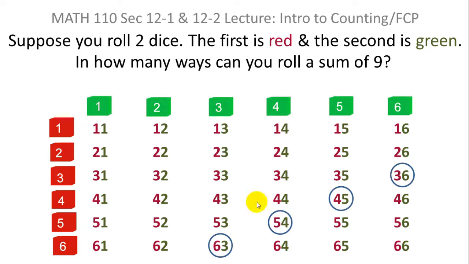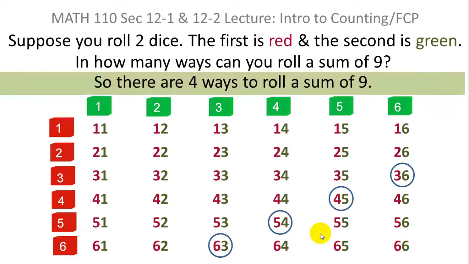It's also easy enough to see that if you move this way, your sums get to be less than 9, and if you move this way, the sums become larger than 9. So there are only 4 possibilities. Once you have that 6 by 6 square, those sorts of questions become really easy to answer. So there are 4 ways to roll a sum of 9.